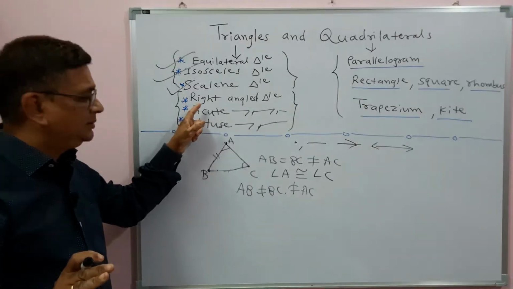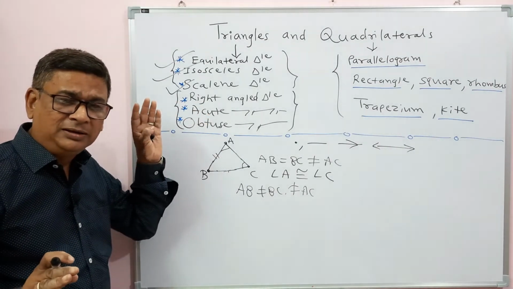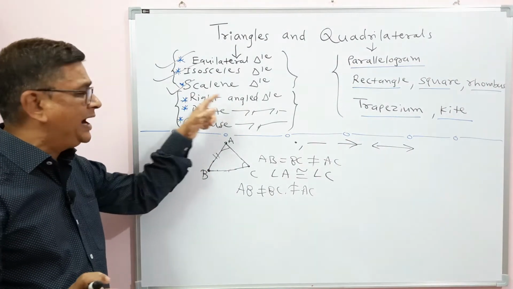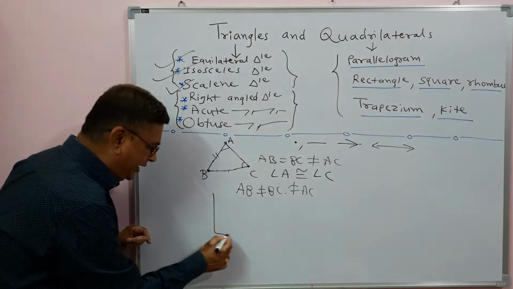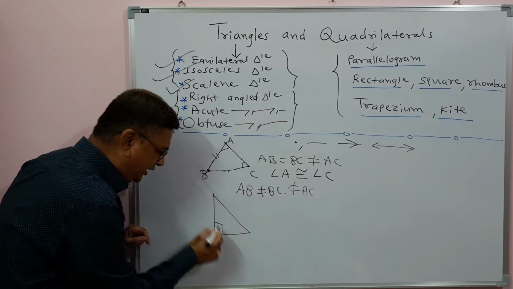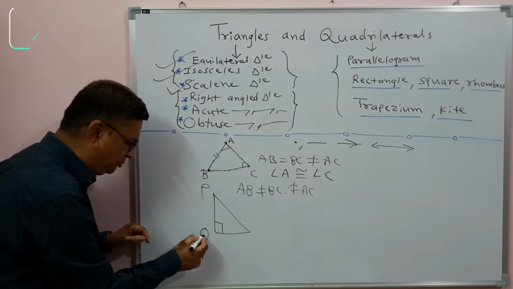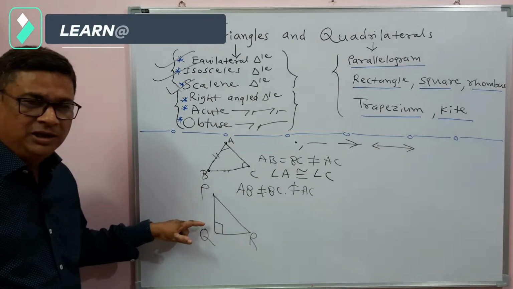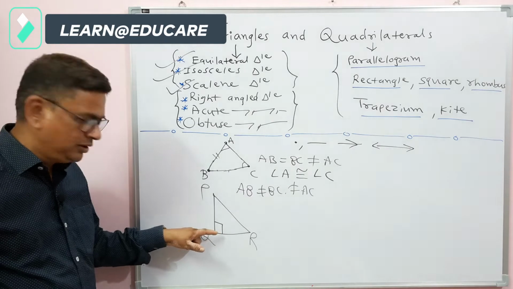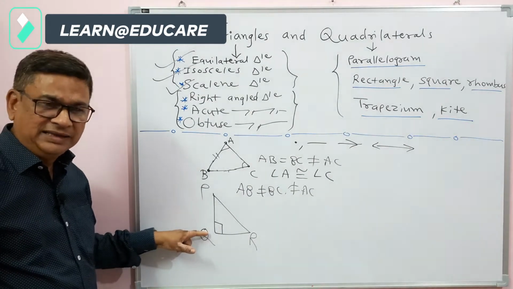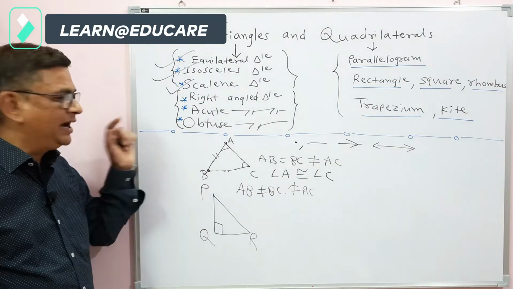Then the next classification is based on the type of angle, that is the right angle triangle. A right angle triangle is one in which one of the angles is 90 degrees. For example, this is triangle PQR in which PQ is perpendicular to QR, that means Q is a right angle, hence triangle PQR is a right angle triangle.